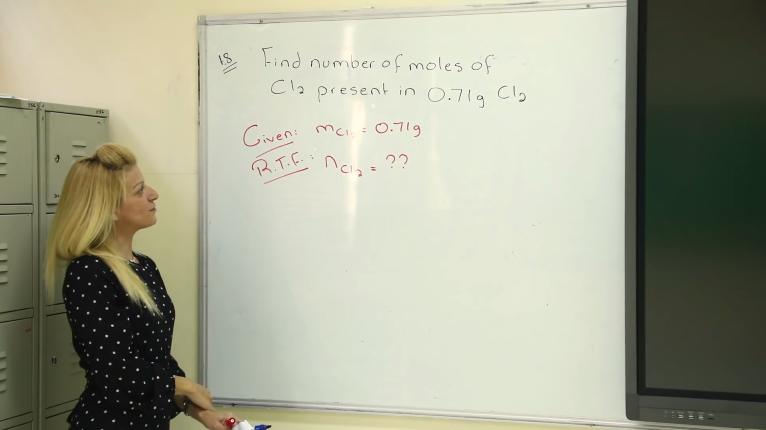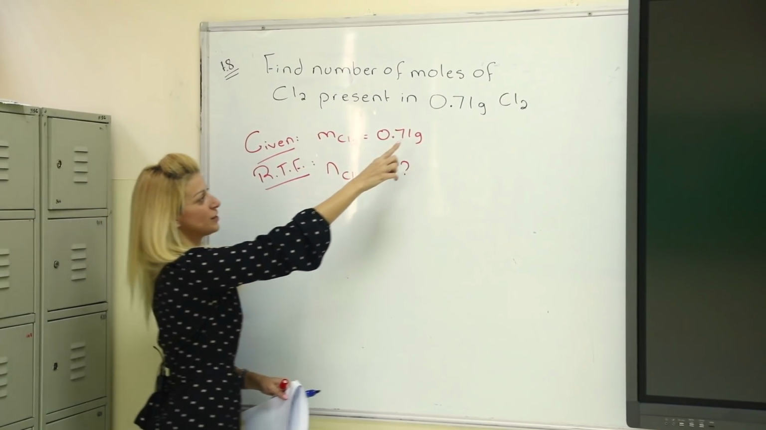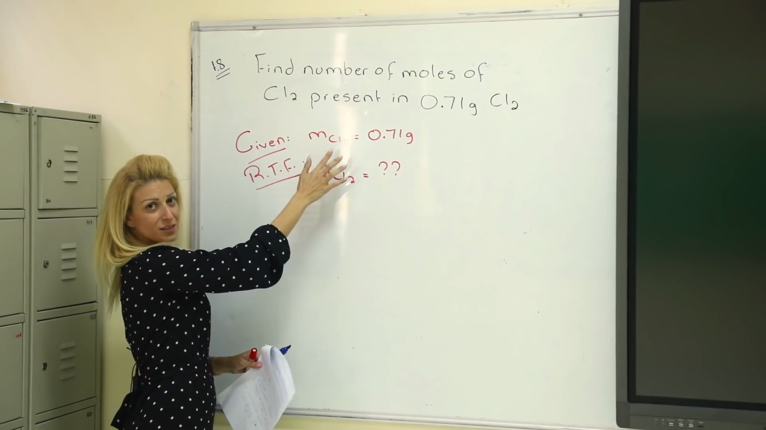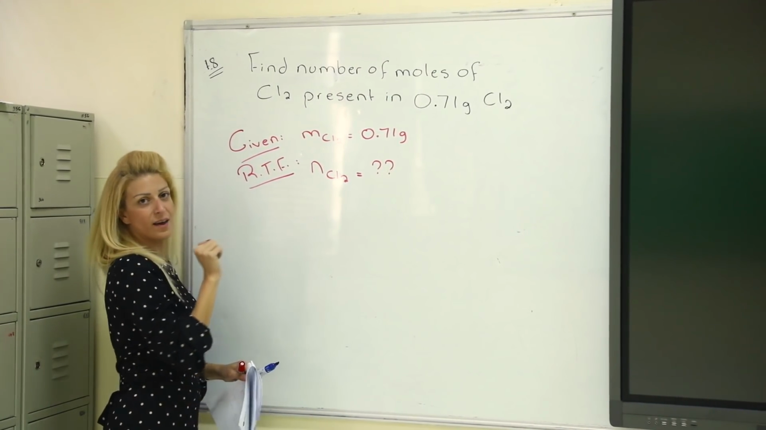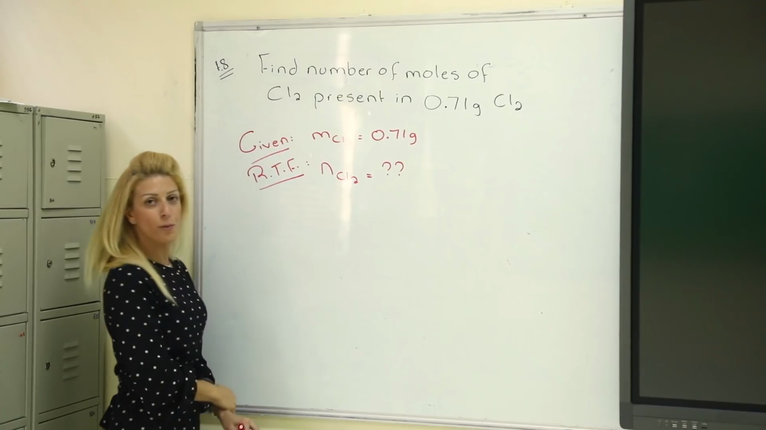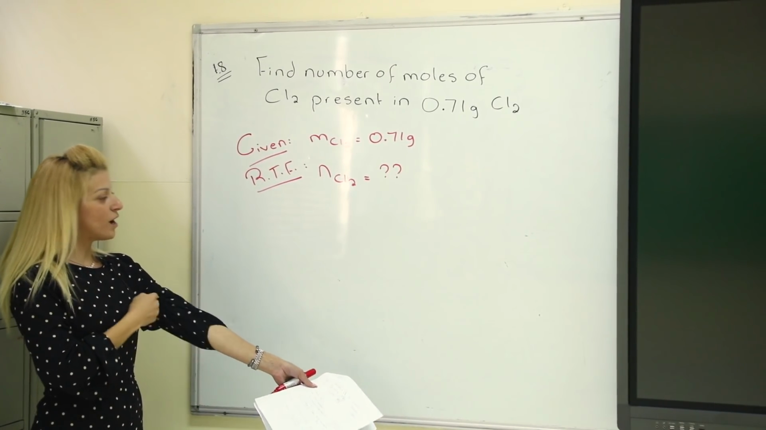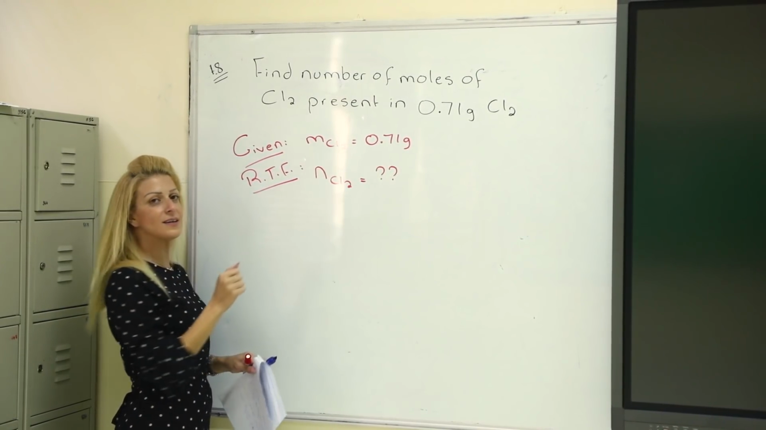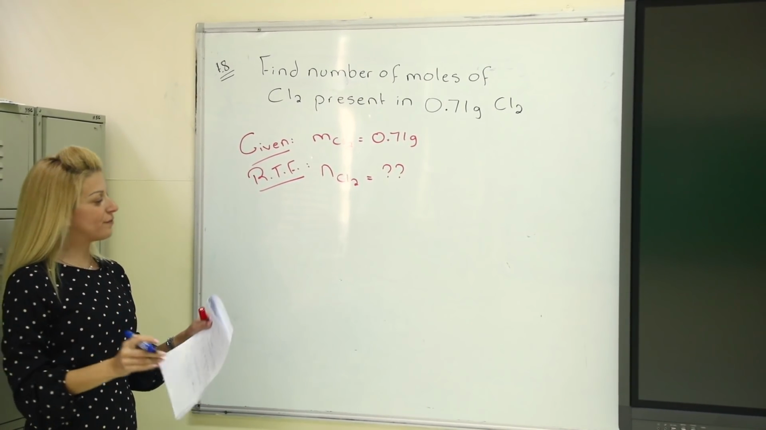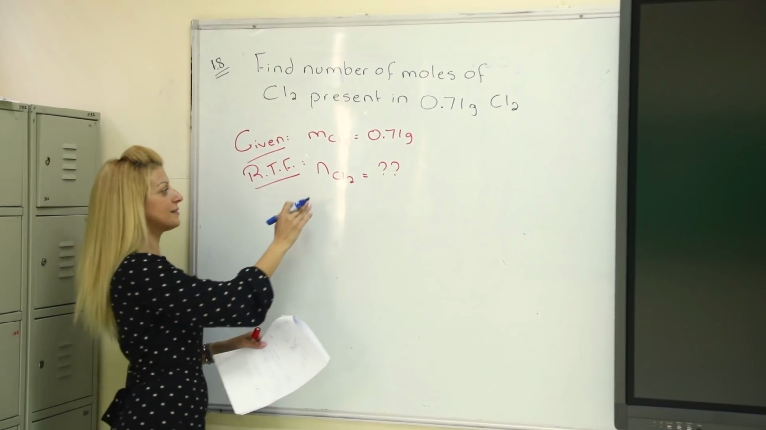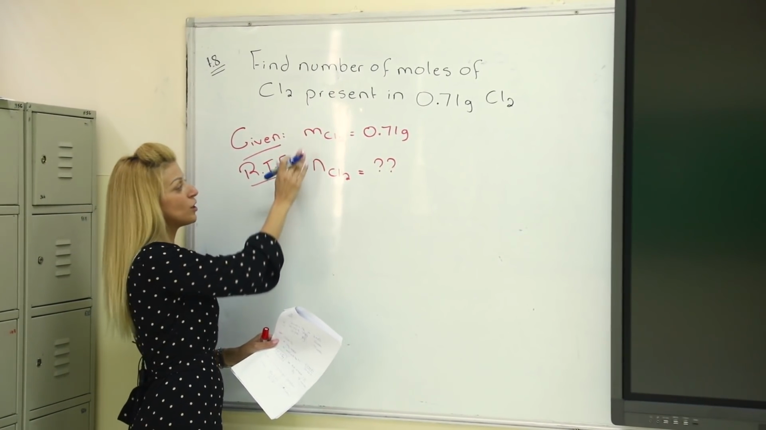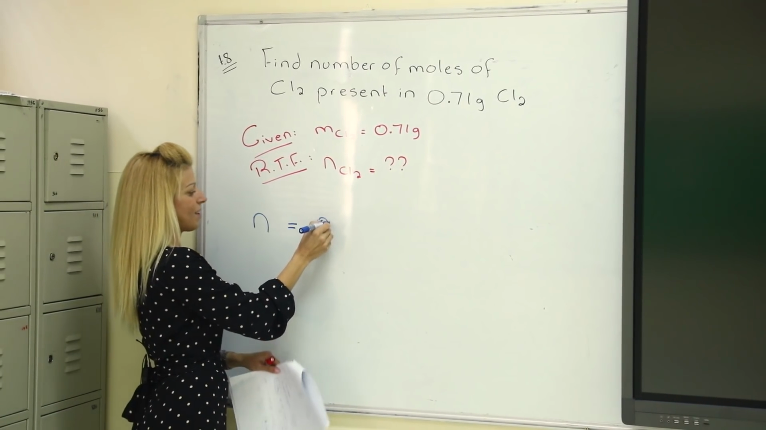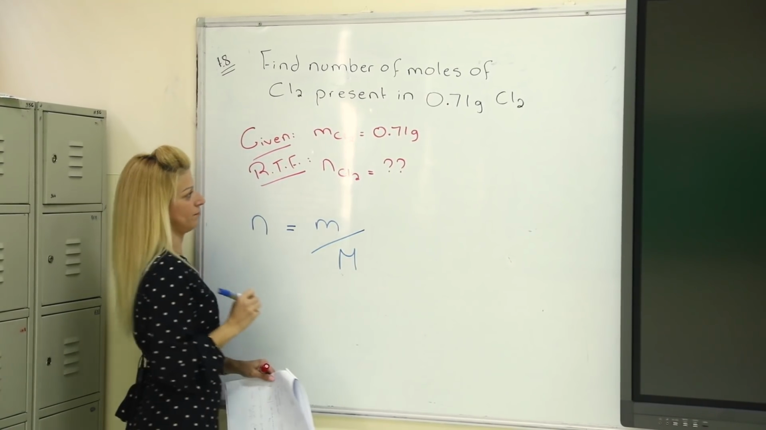Find the number of moles of Cl2 present in 0.71 grams of Cl2. So we are given the mass of chlorine, which is Cl2, it's diatomic, equals 0.71 grams. We are required to find the number of moles of Cl2 present in that mass. We know that there is an equation that relates the number of moles of a substance to its mass. That equation is n equals m over capital M.